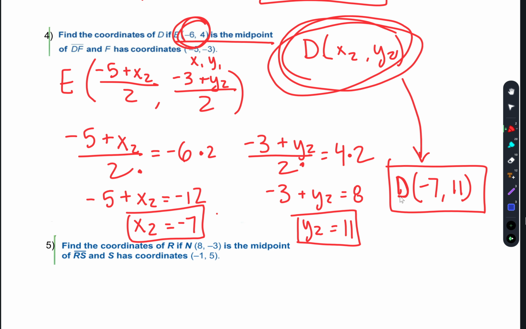Do we think that we can try 5 on our own? Okay, go ahead, take a couple minutes and try number 5.